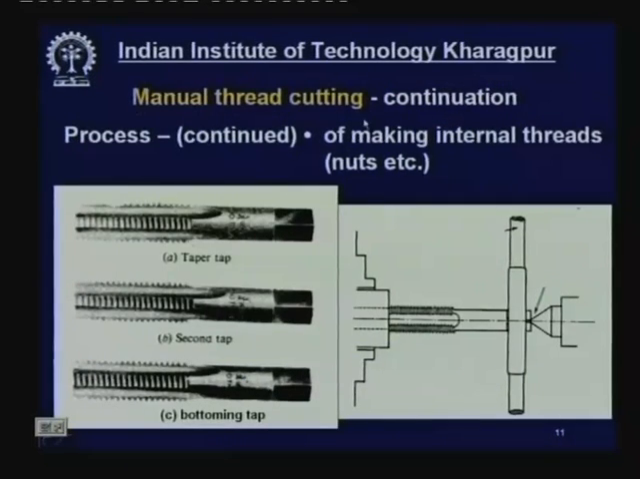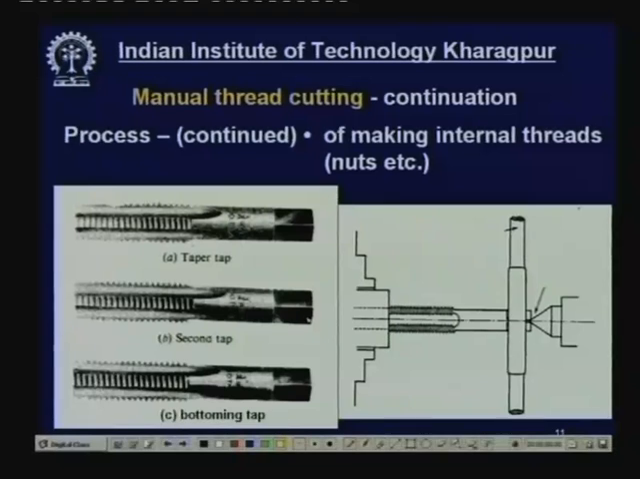Now, what about internal threads to be produced manually? This is the process of internal threads by taps. These are called taps. Now, when we cut external thread, we use internal threads. Now, we are going to cut internal threads. For internal threads, we shall use tools having external thread. You see, these are called taps, which basically look like bolts or screws, but here the material is high speed steel or tool steel, and there are gushing or slots, so that sharp cutting edges are developed.